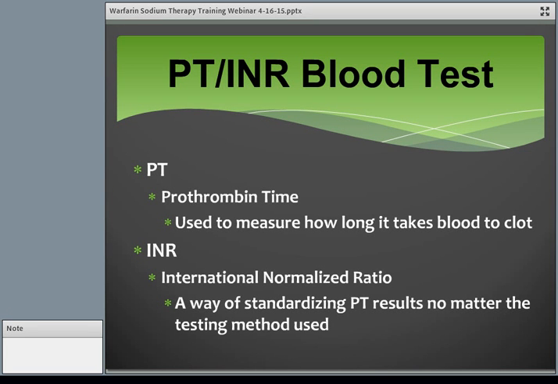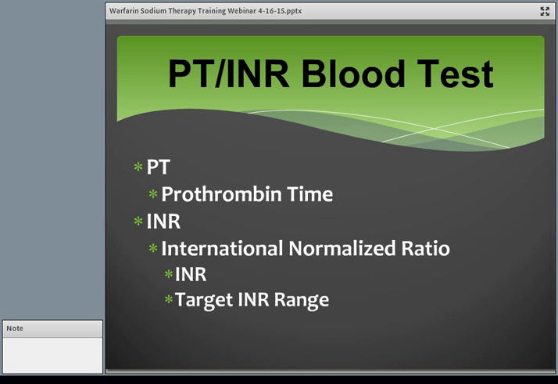Because of the different PT testing methods, it is important to realize that some labs will only tell you the individual's INR test result. After the INR is obtained, it is key to caring for the individual to know if the INR test result falls within the individual's established target INR range. If it is not within the target INR range, the HCP may decide to change the warfarin sodium dose.